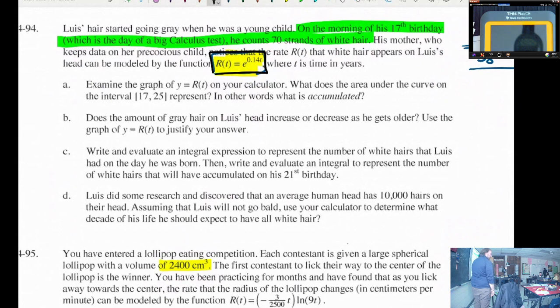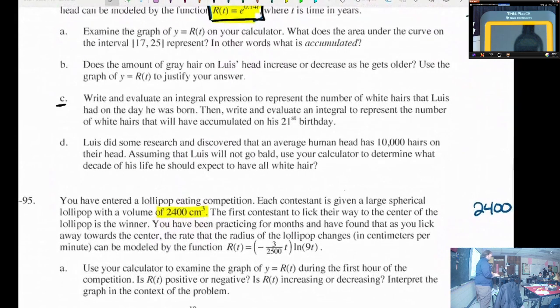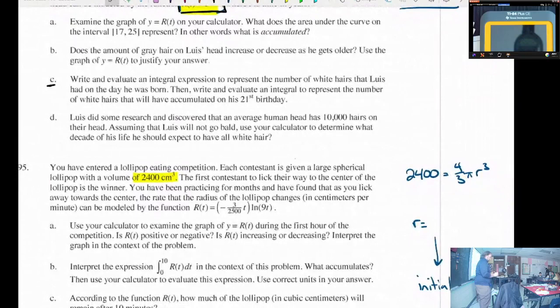What's important about all three of these questions is the function they give you is a rate. It's not an accumulation. It's just a rate at which things are happening. You have to use an integral to actually find the number of what's going on there. So I will ask you guys, were you able to find out how many gray hairs he had on his 21st birthday? 127.97. This is just the integral from 0 to 21 of that rate function.